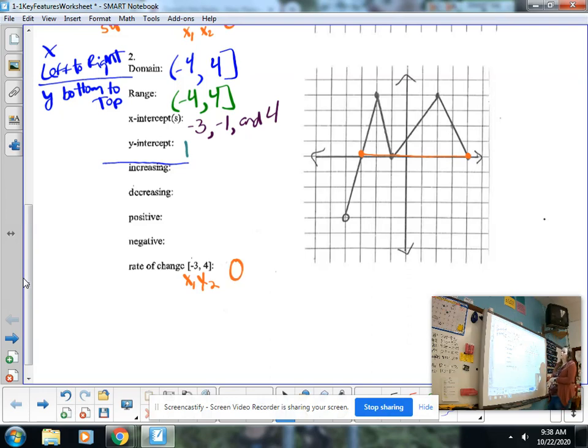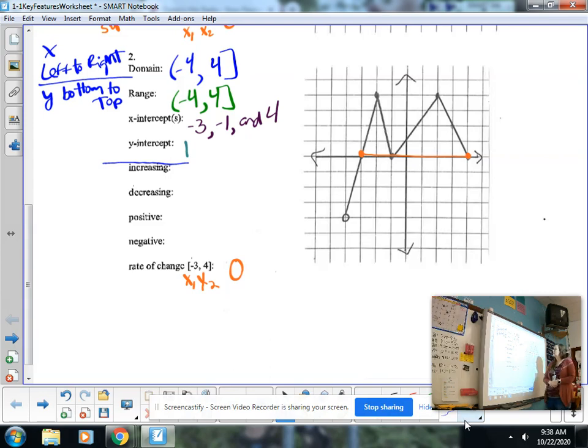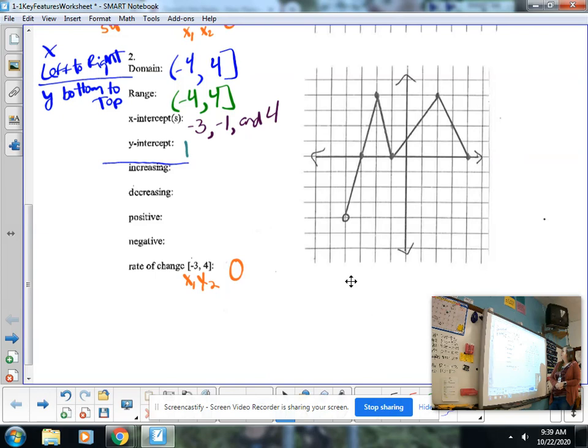I might jump, once we do the rest of the parts here, to one that does not have a slope of 0 so that you can see what that looks like. Okay, so we have increasing. Increasing is where we have a positive slope. So in looking at my graph, anytime your graph is going up, you have a positive slope. So we have a positive slope here and a positive slope here.